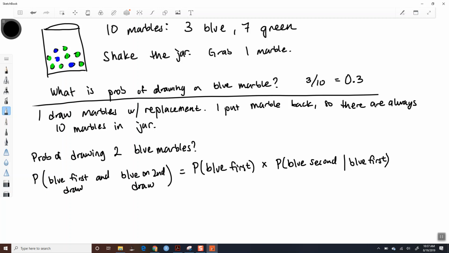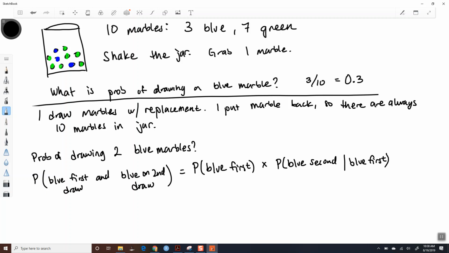That's different from the situation where I kept the marbles out, where I did it without replacement. If I drew a blue marble, then what's left in the jar will be different than if I drew a green marble. So if I drew a blue marble, then I'll have 9 marbles, 2 are blue and 7 are green.